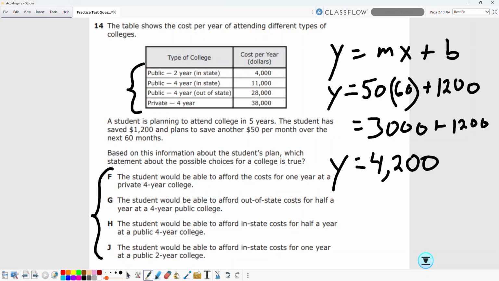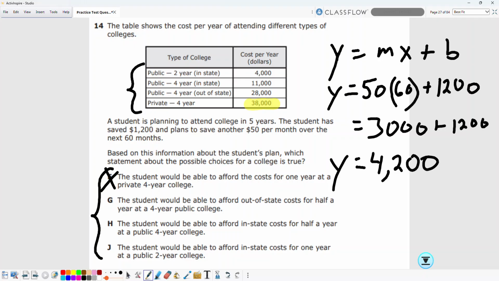Well, let's look at F. The student would be able to afford the cost for 1 year at a private 4-year college. So let's just see what 1 year at a private 4-year college would cost. 38,000. Nope, that's out of the budget.